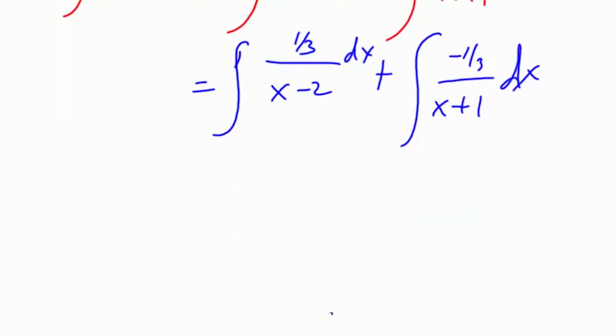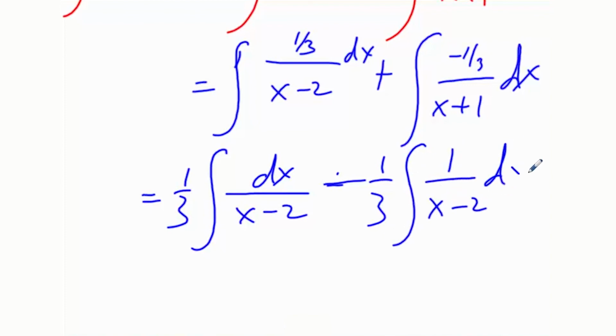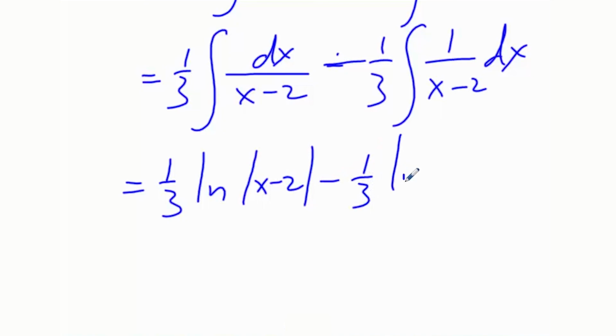So this is going to give me 1 over 3 times the integral of dx over x minus 2, then minus 1 over 3 times the integral of 1 over x plus 1 dx. If we integrate, this is going to give us the natural log. So this is going to be 1 over 3 ln of the absolute value of x minus 2, minus 1 over 3 times the natural log of the absolute value of x plus 1, then plus C.